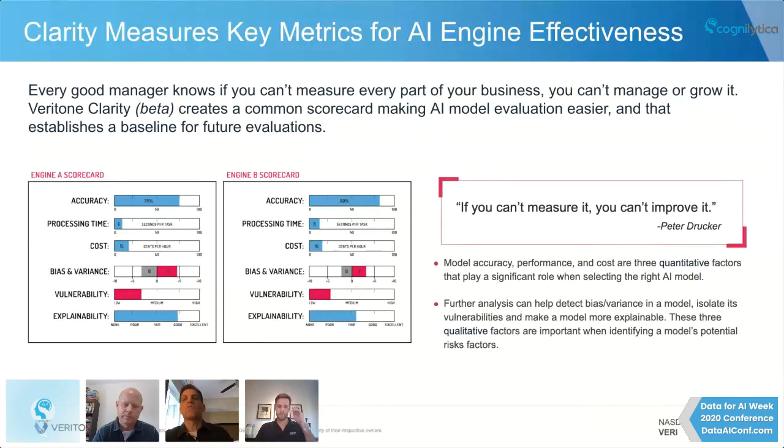And how can I do this over time as data changes and as models inevitably will drift? So to address these very real issues that are facing all of us in AI today, we've developed what we call Clarity, and it's an application that measures performance, cost, bias, and explainability for any AI engine. And that could be an aiWARE engine, a third-party engine, or your own homegrown engine.